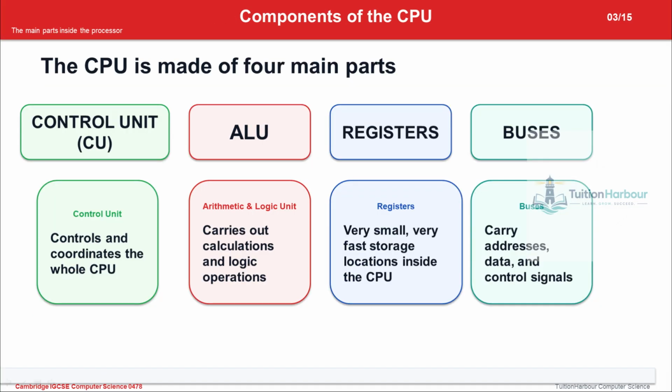Components of the CPU. The CPU contains four main parts. The control unit manages the process. The arithmetic and logic unit carries out calculations and logical operations. Registers store small amounts of data very quickly. Buses carry data, addresses, and control signals.